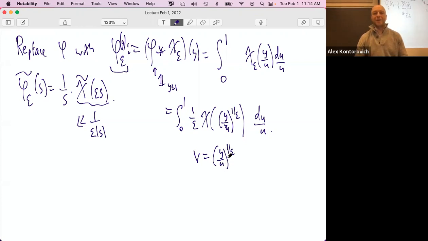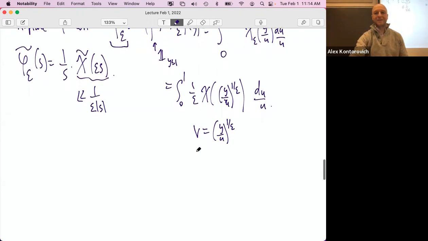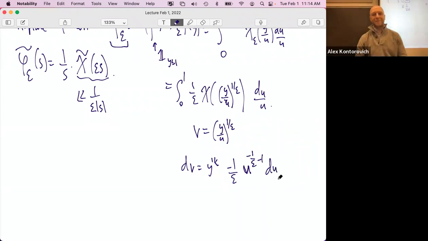Then this is u to the minus 1 over epsilon. So dv is the y to the 1 over epsilon, which just stays where it is. And I get a u, so negative 1 over epsilon comes down, and u to the negative 1 over epsilon minus 1 du comes out. And now I'm going to divide by v. So when I divide by y to the 1 over epsilon, that's that. I multiply by u to the 1 over epsilon, that's that. And I get du over u with the factor of minus epsilon.